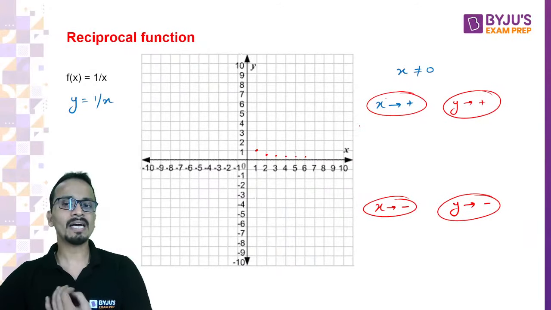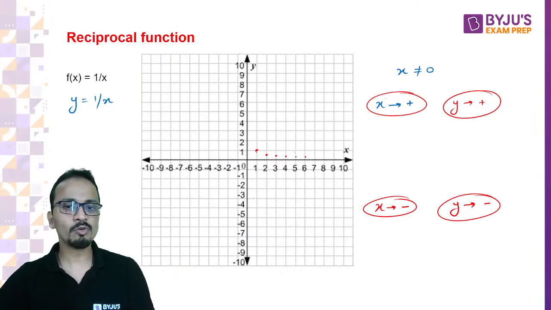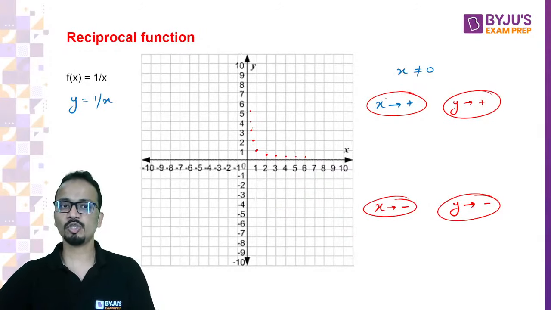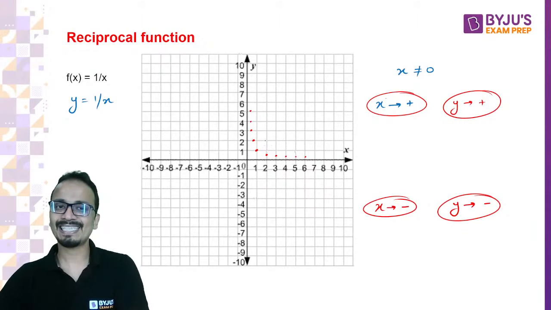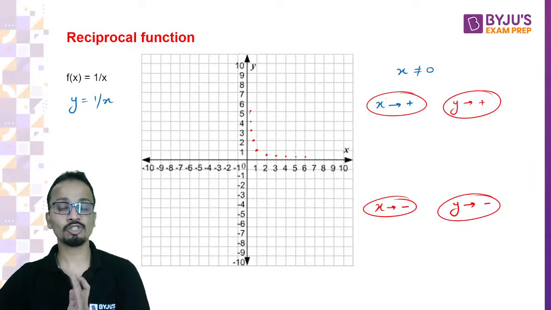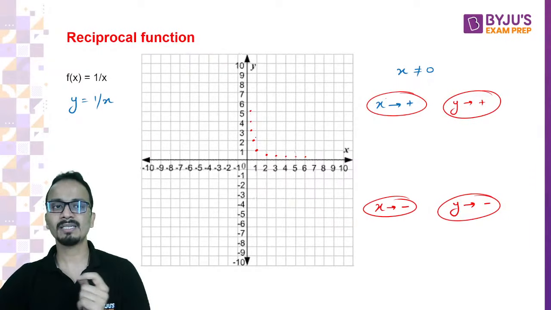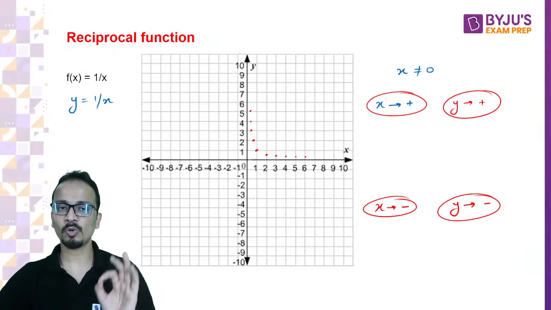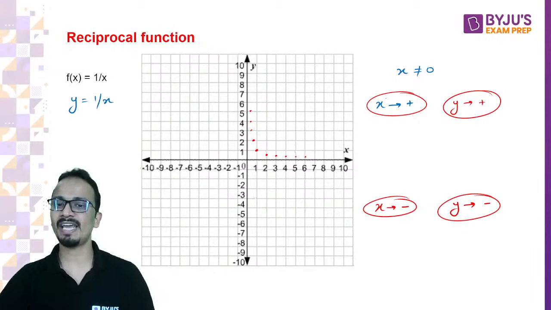Now if I look at other values of x, let's say x equal to 1 by 2. At x equal to 1 by 2, the value of y will be 2. At 1 by 3, it will be 3. At 1 by 4, it will be 4, and so on. So it will show the same nature as it was showing near the x-axis. So the value of y will keep on increasing, but x का value 0 नहीं हो सकता, so again it will never touch the y-axis.